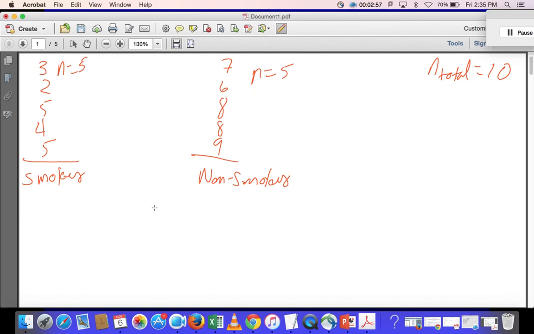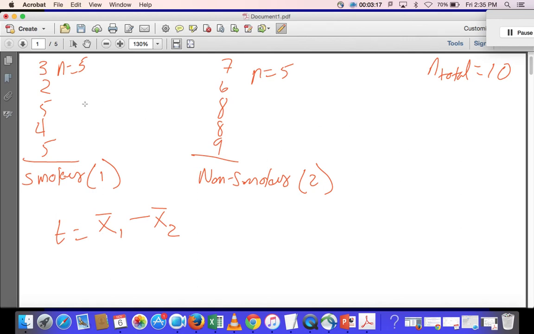So now one of the things that I have to do in terms of my formula is calculate my average, because remember, in terms of my formula for T, we begin with our numerator, the average for group 1 minus the average of group 2. And here we're going to label our smokers group 1 and our non-smokers group 2. So that's the first thing that we want to do. We want to calculate my average.